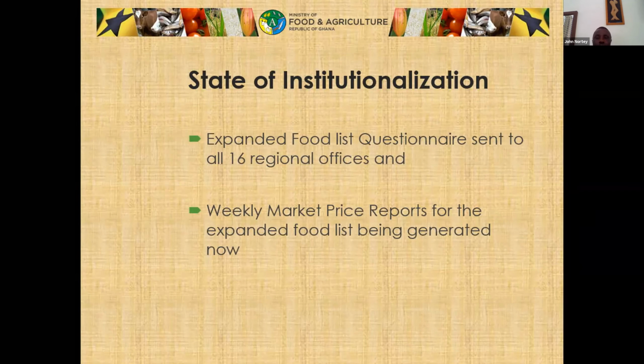So currently, we've sent the format to regional offices who have forwarded it to the various districts. And then weekly market price reports for the expanded food list is currently being generated. So our weekly prices take care of the added commodities that we have, which we publish on a weekly basis.